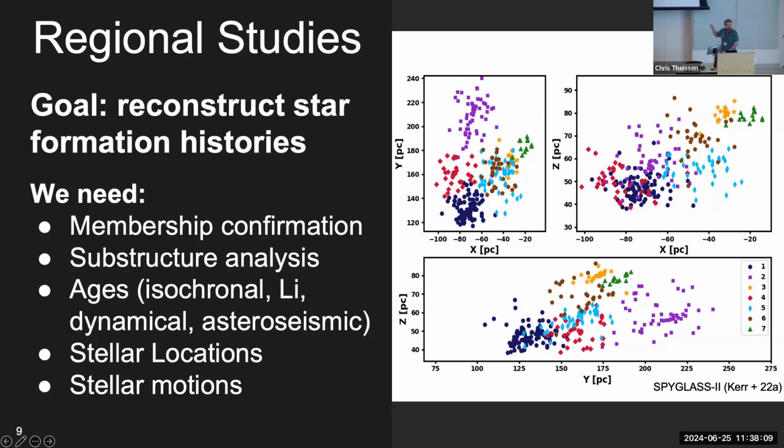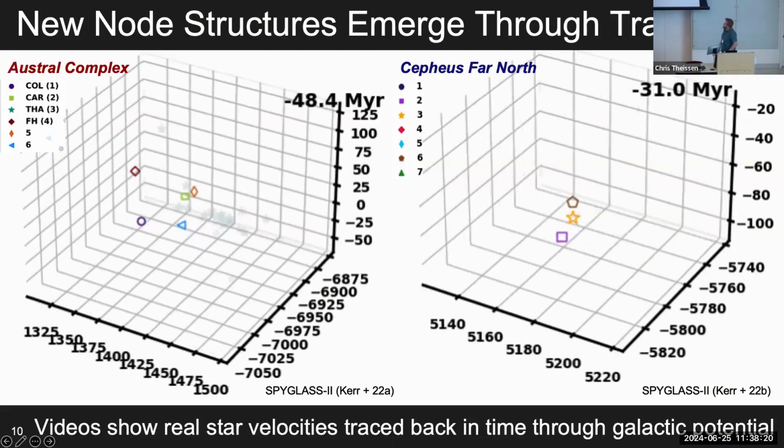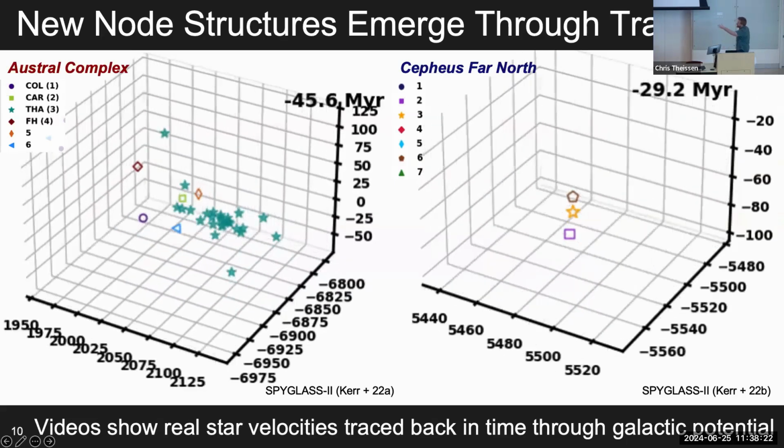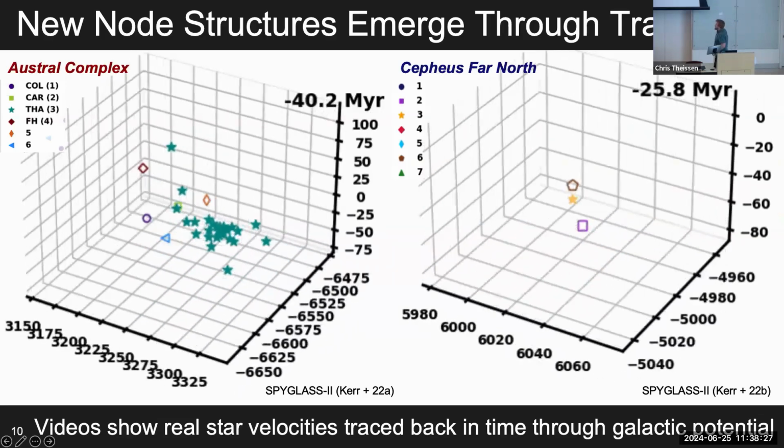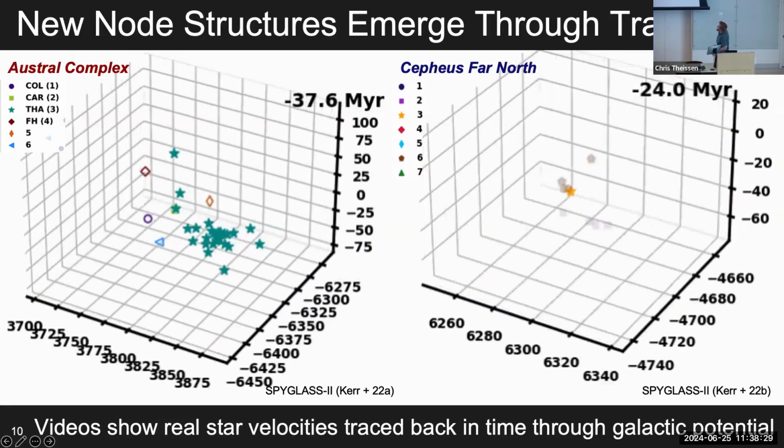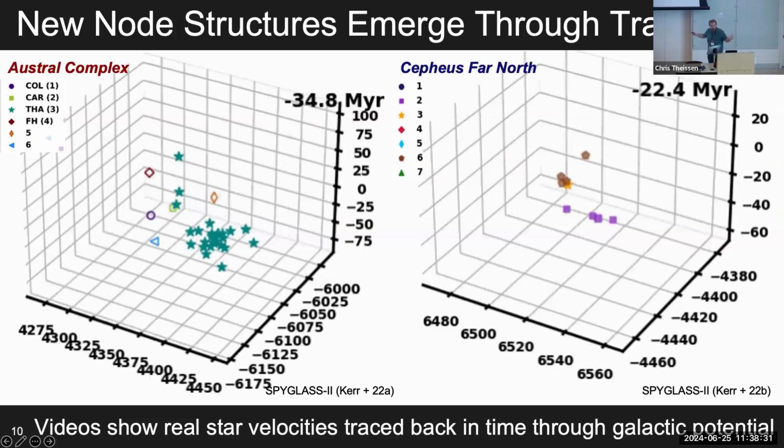So what you're about to see is going to be a video of, not a simulation, just the locations of stars, traced back in time, and then we're going to trace them back to the present day, letting them pop in as they form. So this is the result in two associations, All-Star Complex on the left and Cepheus Far North on the right. And what you'll probably notice initially is that we actually have the emergence of two of what we're calling nodes in each.